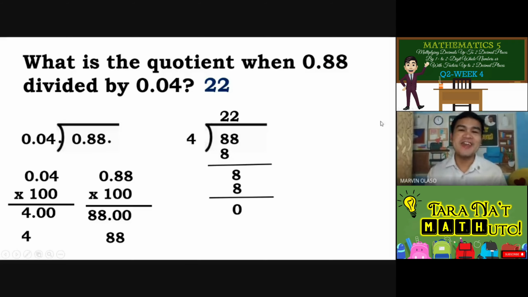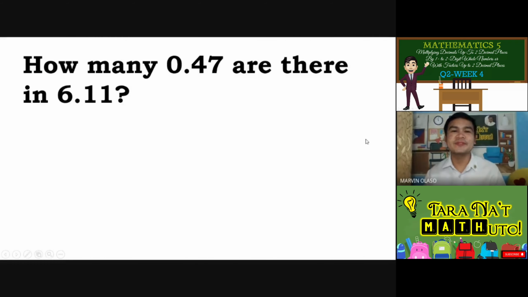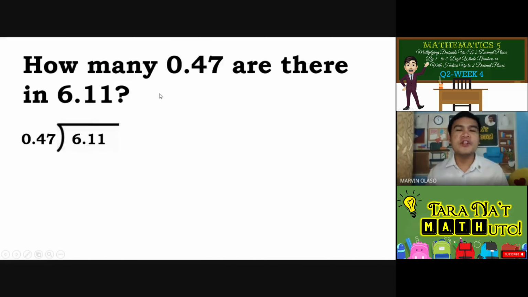All right, let's have another example. Now, the question is, how many 47 hundredths are there in 6 and 11 hundredths? Okay, be careful ha. How are you going to choose the dividend? So, kapag ganito ang tanong, how many 47 hundredths? That is the divisor. Are there? It means babalik dun sa base natin na 6 and 11 hundredths. Ha? So, wag malilito ha. So, how many means this is the divisor, 47 hundredths.